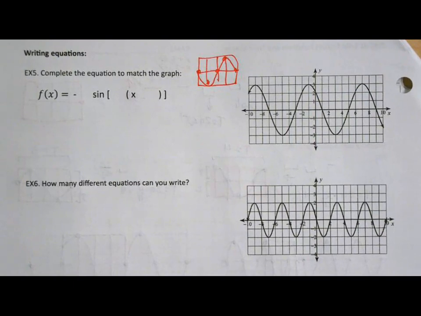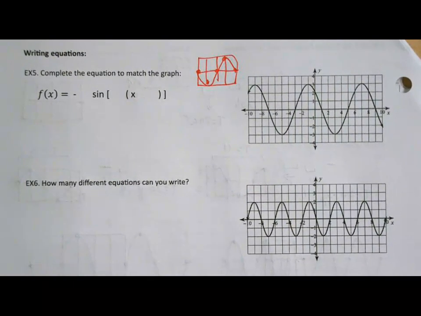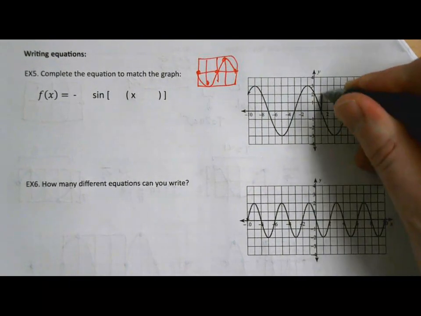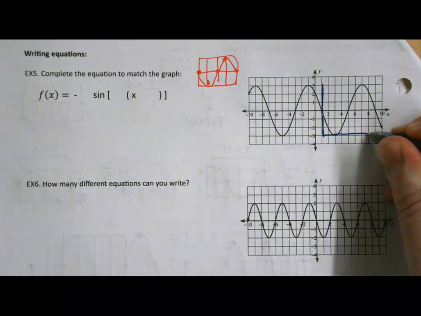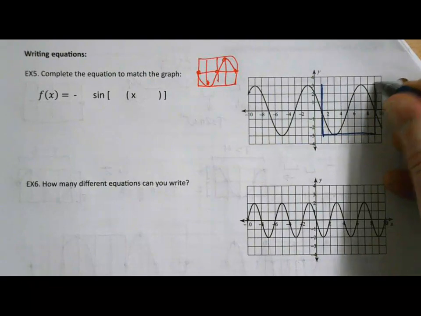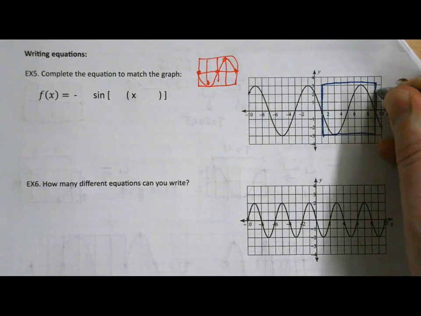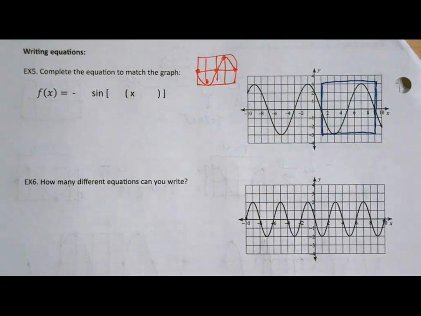Can someone give me an X value where a negative sine starts? I got a negative sine starting here at 1. How far to the right does it go? It goes out to 9. So there is a negative sine. If you could go ahead and draw a box around that, it'd be helpful to us in just a moment.